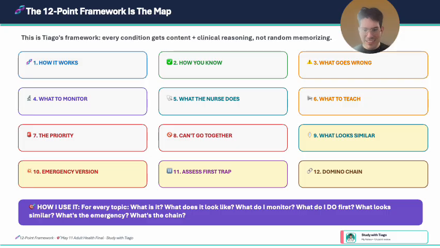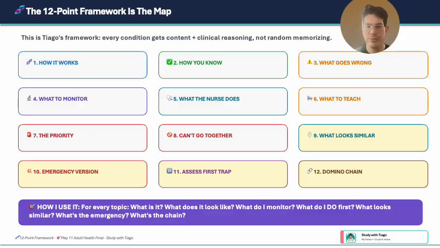Okay? So, using my 12-point clinical framework, let's lock this in. What does cirrhosis look like? What is it? Chronic scarred liver. What does it look like? It's jaundice, ascites, edema, bruising, bleeding, fatigue, confusion, and sometimes GI bleed. What goes wrong? Portal hypertension, varices, ascites, hepatic encephalopathy, infection risk, renal problems, and shock if bleeding is severe.